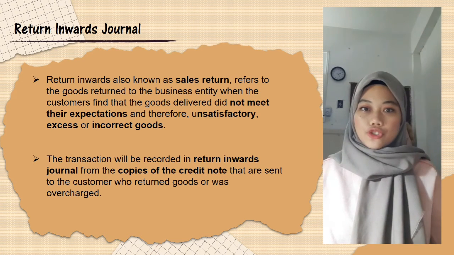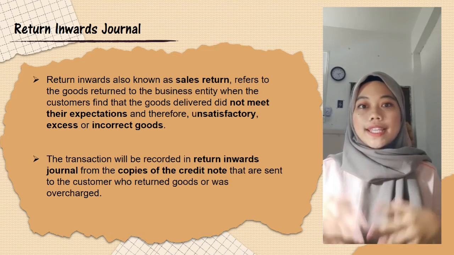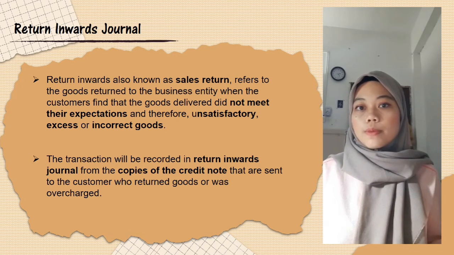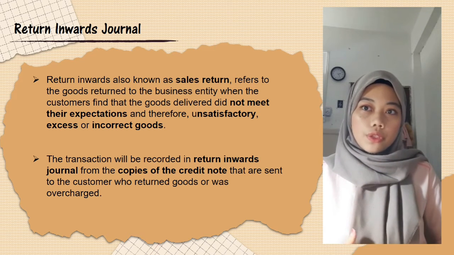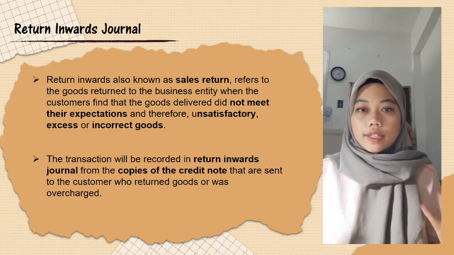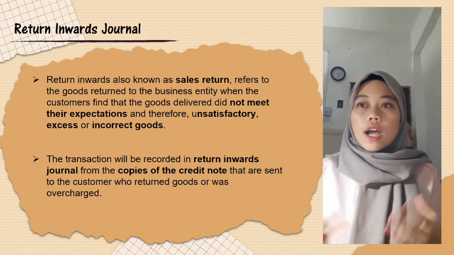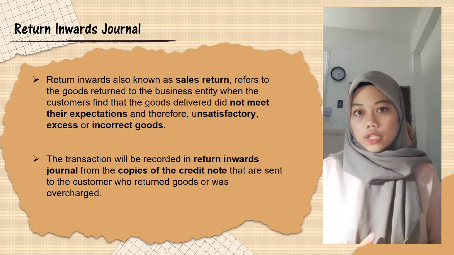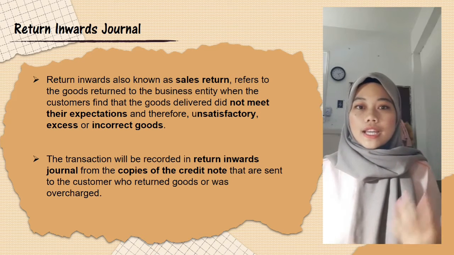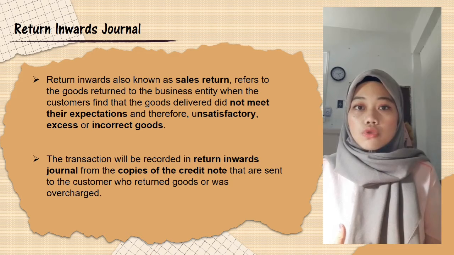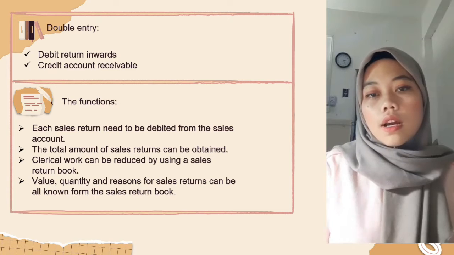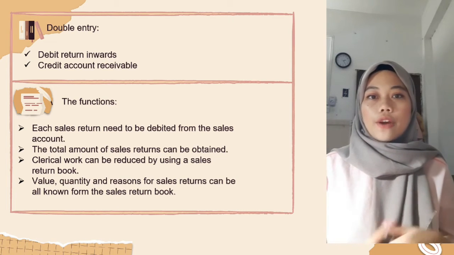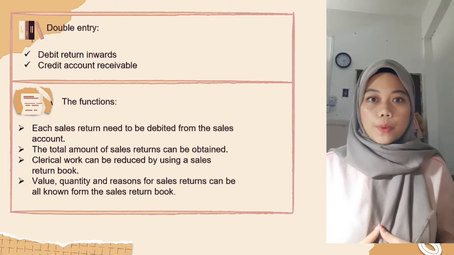So what is the returns inwards journal? Returns inwards journal, also known as sales returns, refers to the goods that are returned to the business entity when customers find that the delivered goods do not meet their expectations and are therefore unsatisfactory, defective or incorrect goods. The transaction will be recorded in the returns inwards journal from the copies of credit notes that are sent to the customer who returned the goods or was overcharged. The double entry for returns inwards is to debit the returns inwards account and credit the accounts receivable account if the customer bought the goods from us on credit.